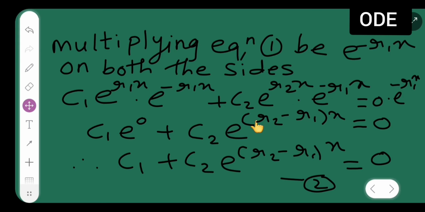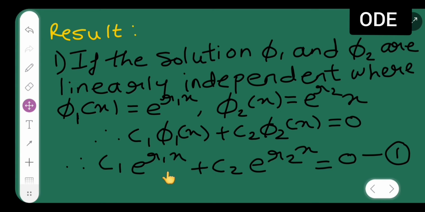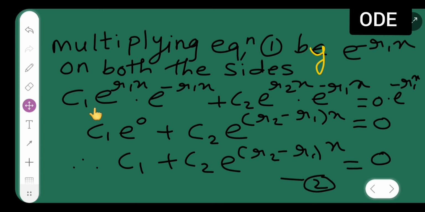Now next is what? Now I will be multiplying this equation 1 by e raised to power of minus r1 x. So I will be multiplying e raised to power of minus r1 x on both sides of this equation, okay? So what I will get is c1 into e raised to power of r1 x into e raised to power of minus r1 x plus c2 e raised to power of r2 x into e raised to power of minus r1 x is equal to 0 into e raised to power of minus r1 x, okay?